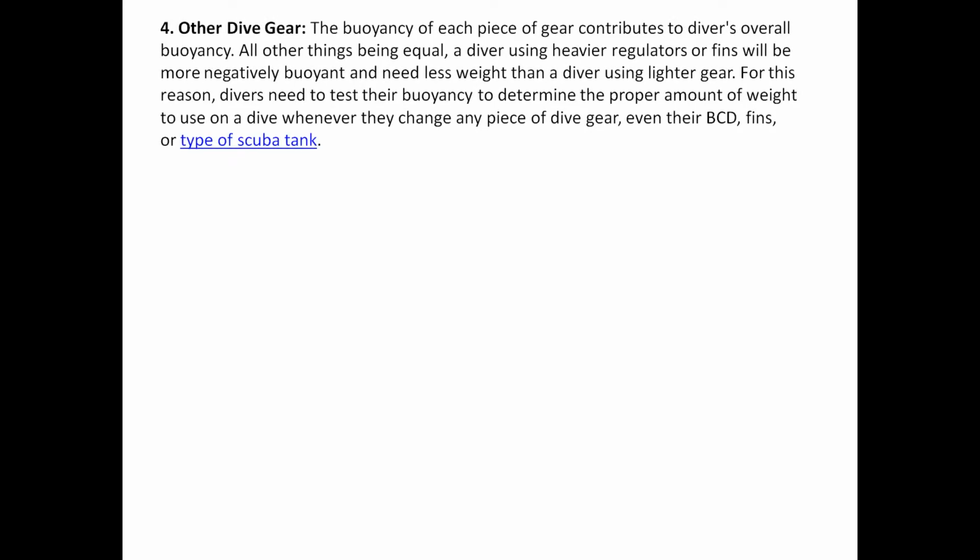Other dive gear. The buoyancy of each piece of gear contributes to the diver's overall buoyancy. All other things being equal, a diver using heavier regulators or fins will be more negatively buoyant and needs less weight than a diver using lighter gear. For this reason, divers need to test their buoyancy to determine the proper amount of weight to use on a dive whenever they change any piece of dive gear, even their BCDs, fins or type of scuba tank.